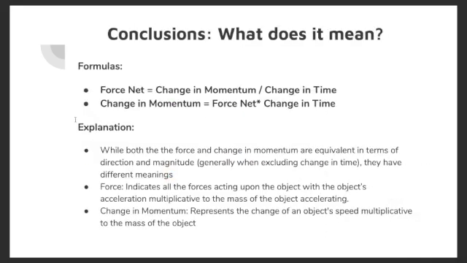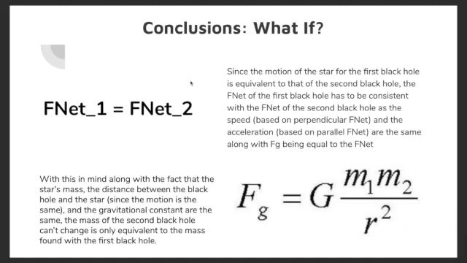To answer the question as to the difference between the net force and the change of momentum, as shown here, we can find that both the change in momentum and the net force are equivalent in terms of direction and magnitude, generally excluding the change in time, but they have different meanings. The force indicates all the force acting upon the object, with the object's acceleration multiplied by the mass of the object that is accelerating, and the change of momentum represents the change of an object's speed multiplied by the mass of the object, containing acceleration versus velocity.